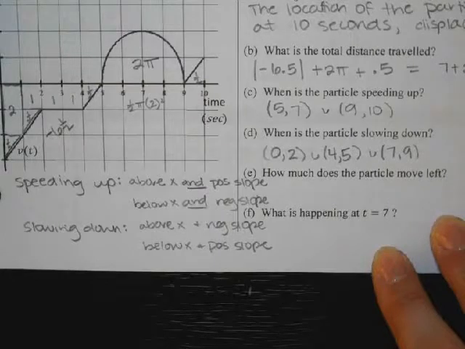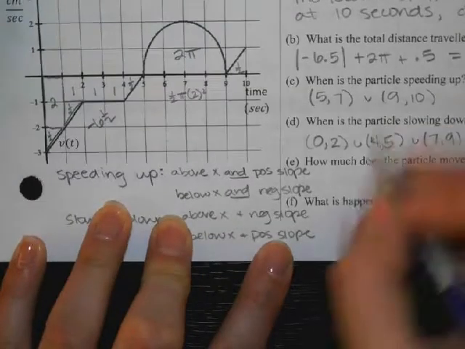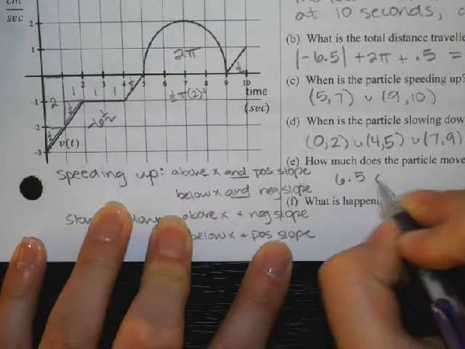How much does the particle move to the left? 6.5. All right. If they wanted to know how much it moved to the right, what would we say? Plus 2 pi. Yeah, 1/2 plus 2 pi. Okay, so how much does the particle move to the left? That's 6.5 centimeters.